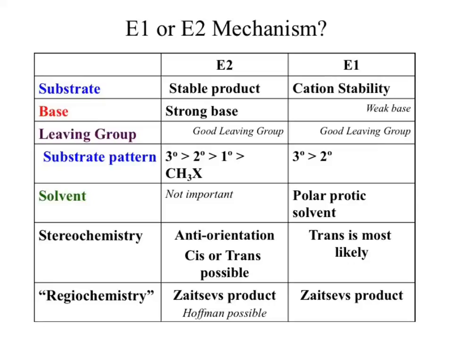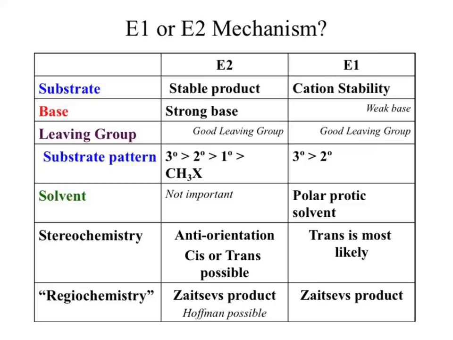So with the eliminations, they are effectively the same as your substitutions. So an SN1 gets you the same general result as your E1. An SN2 gets you the same general result as your E2 as far as the characteristics of those reactions. It's not perfect. The biggest case being when you look at your products, your substrate, you're always looking at a stable product, okay, no matter what, for your eliminations.